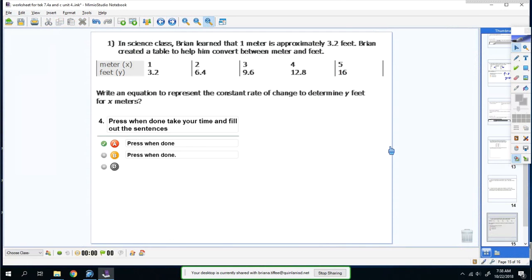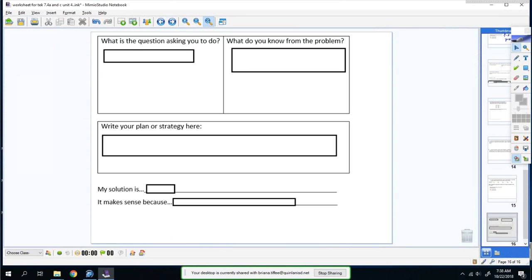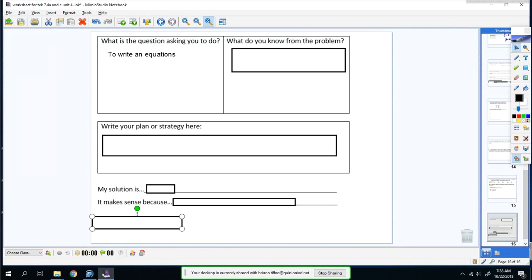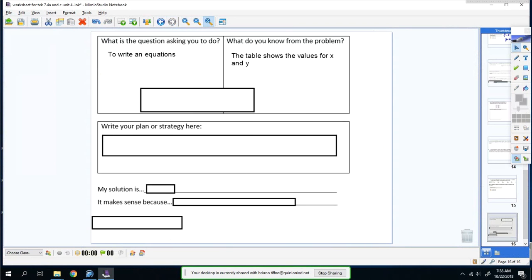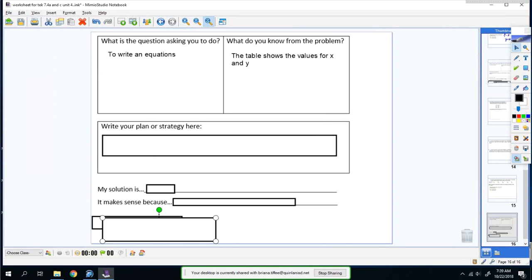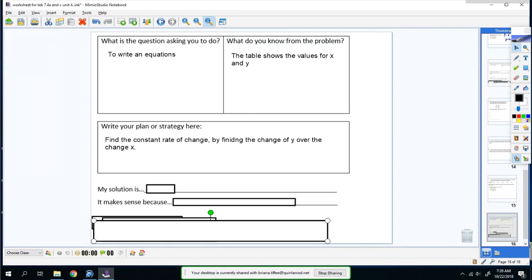In science class, Brian learned that 1 meter is approximately 3.2 feet. Brian created a table to help him convert between meters and feet. Write an equation to represent the constant rate of change to determine y feet for x meters. All right, what is the question asking? To write an equation. What do I know from the problem? The table shows the values for x and y. My plan and strategy is to find the constant rate of change by finding the change of y over the change of x.